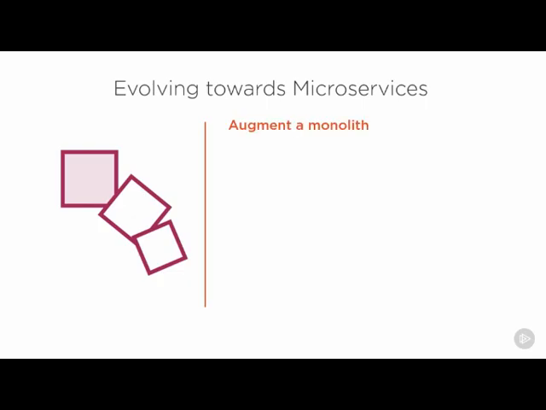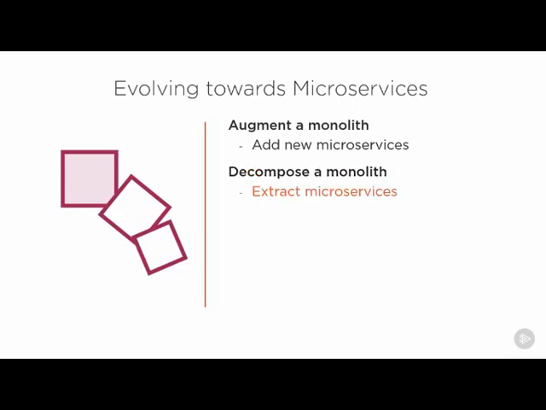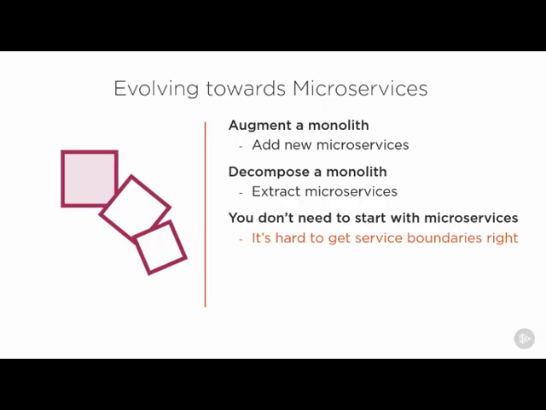You can augment a monolith with microservices, where every time you add a new capability, you create a new microservice. And you can decompose a monolith into microservices, where you identify existing capabilities that should be extracted out into their own independent microservices. In fact, some people argue that you should avoid starting a brand new project with a microservices architecture. The benefits of microservices are not typically seen in small new projects, and it can be very hard to get your service boundaries right.